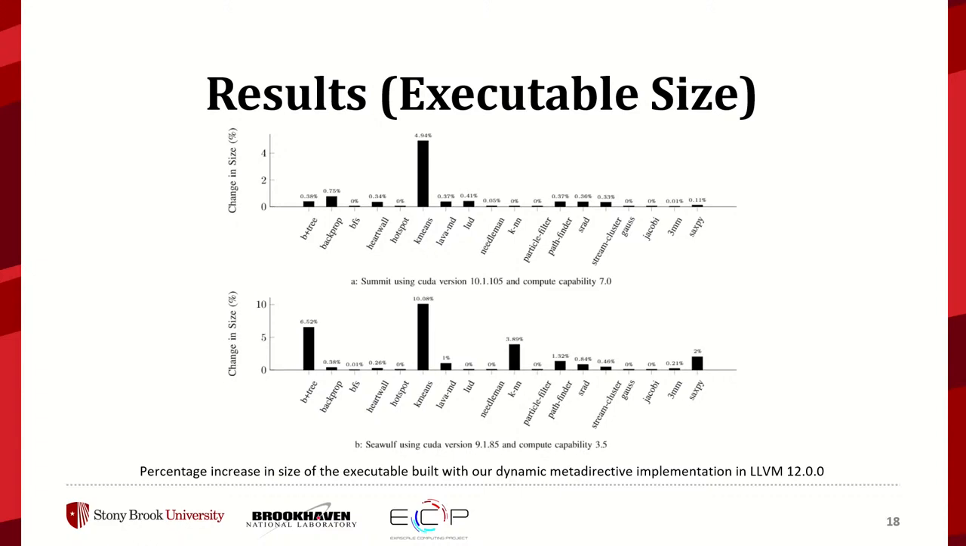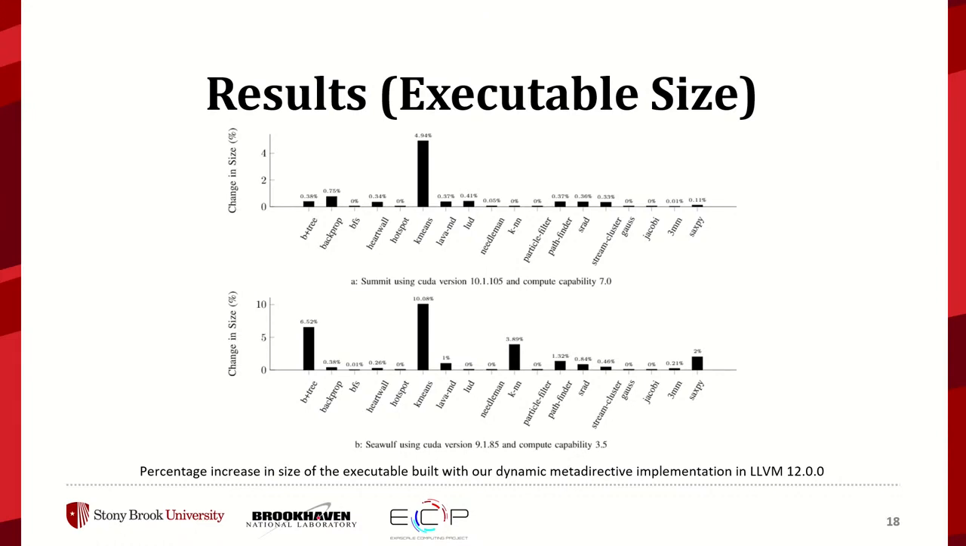In order to assess the impact on the code size, we built both versions of all the benchmark applications using our Clang on both Summit and Seawolf. As expected, there is some increase in the size of the executable for our dynamic metadirective implementation, depending upon the size of the kernel, which is generated multiple times. But by how much? This figure shows the percentage increase in the size of the executable of the original and the dynamic metadirective code. The size of all the executables on Summit are in the range of 70 KB to 980 KB, while on Seawolf they are in the range of 12 KB to 622 KB.